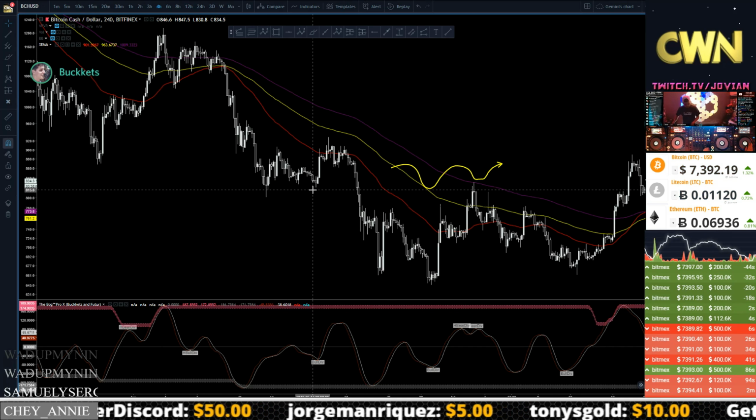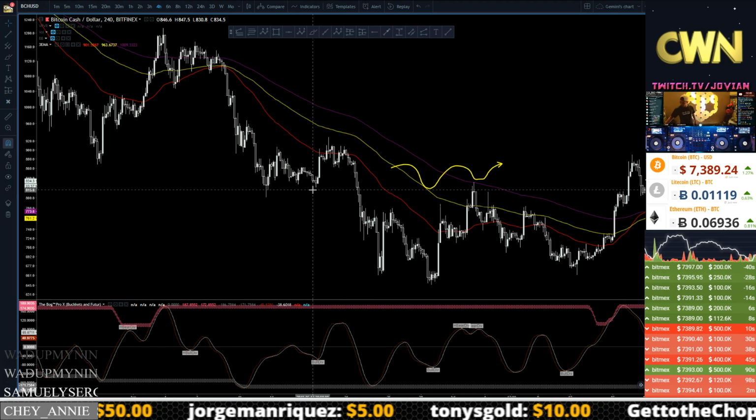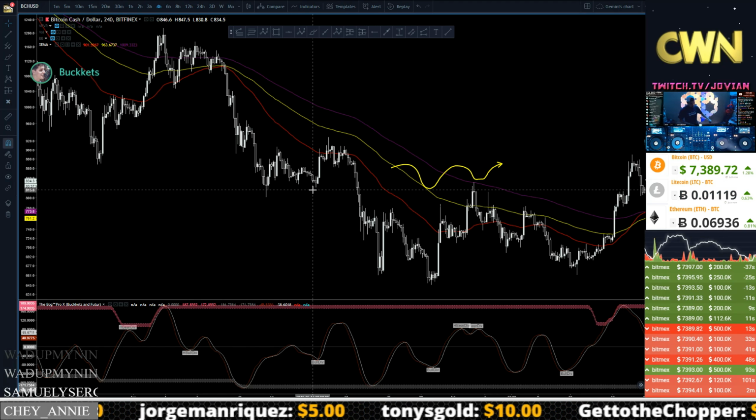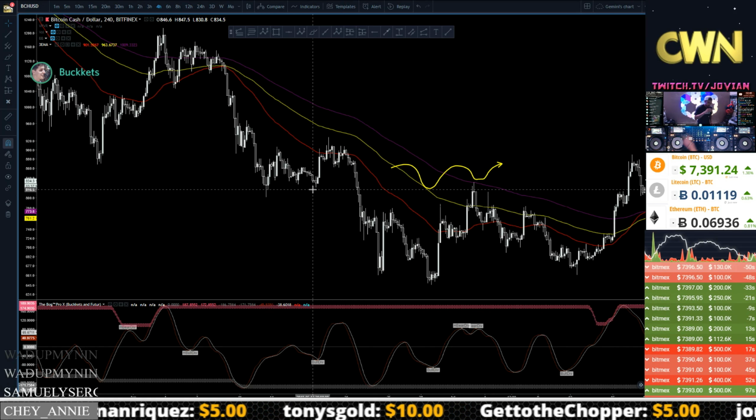Because you can trade this just like any other indicator. Any indicator that gives divergences, absolutely the same concept. It's just clearer, smoother, and faster. It gives way fewer fake outs than the RSI.